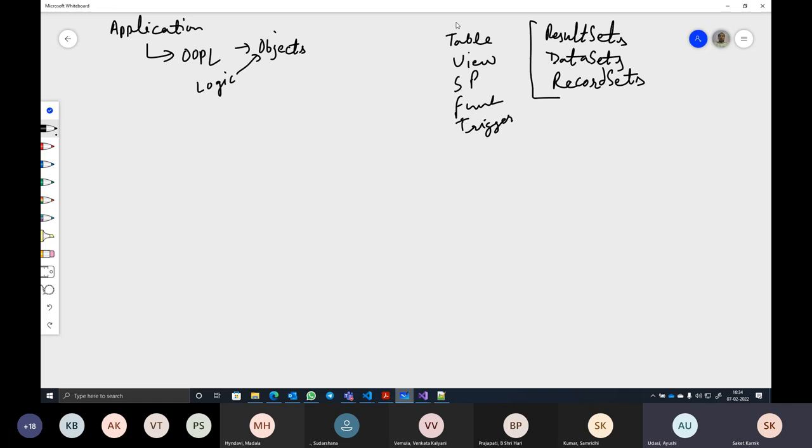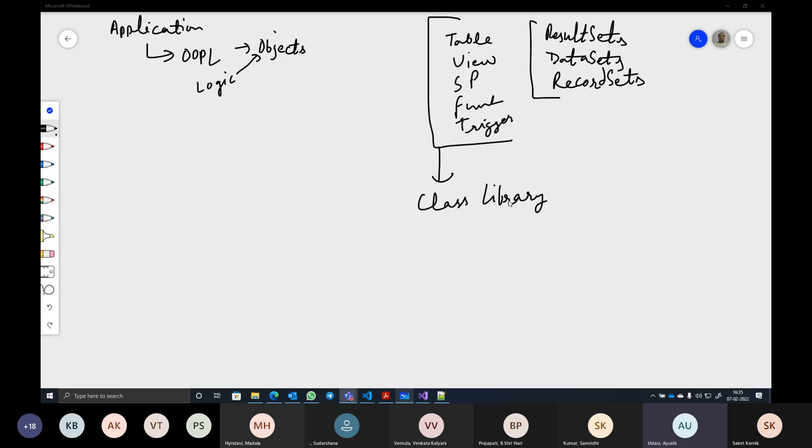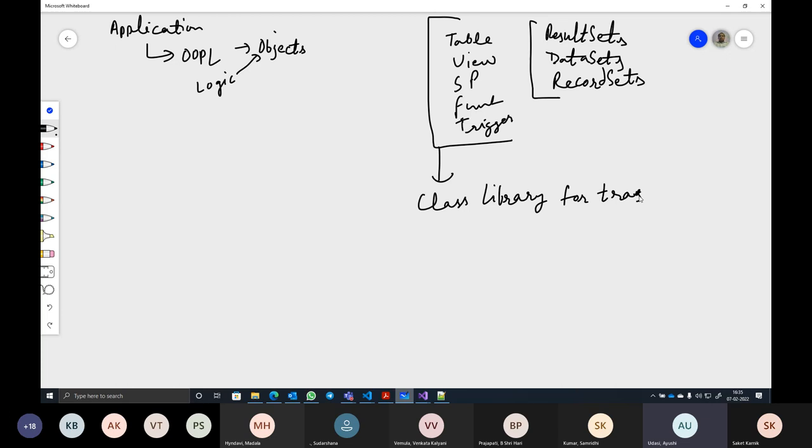So that is where basically the programs are written in such a way that a class library is written, which transforms all these database specific types into the application specific or business specific objects. In short, I'll say real life objects and their collections.